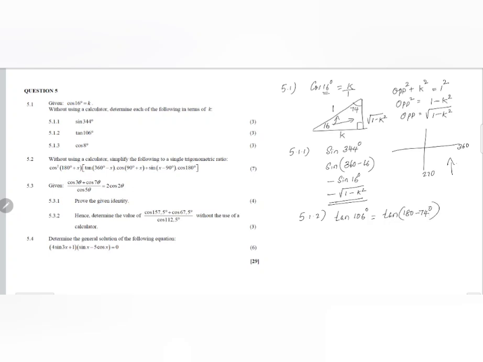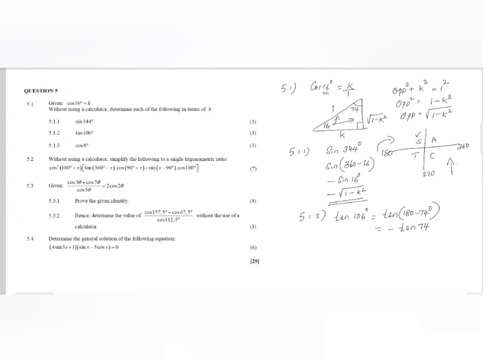106. So we can do this question. Now it is a very simple question. 180 minus, where is 180 minus? This is 180. 180 minus means second quadrant. According to CAST rule, only sine is positive, which means tan is negative: negative tan 74. Isn't it? Negative tan 74. So we can do that question.